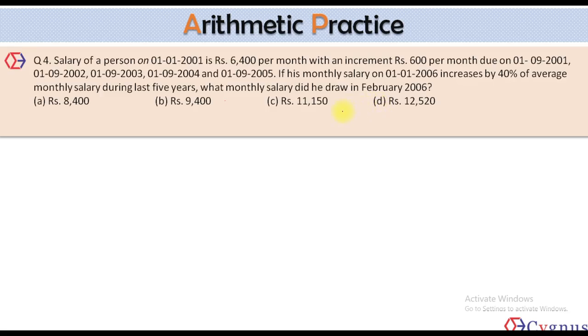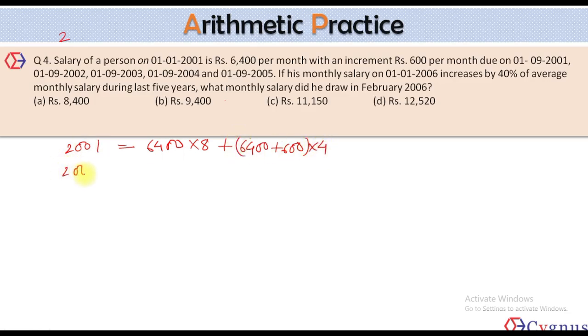So I'll have to calculate the average salary of the last 5 years. So let's start it in this way. Let's say in 2001, his salary was 6,400 for the whole 2001 year. He'll get 6,400 for the first 8 months. Then he'll get an increment of 600 in the month of September. So in the month of September, October, November, December, that means for these 4 months, he'll be getting how much? 6,400 plus 600 for the rest of the 4 months.